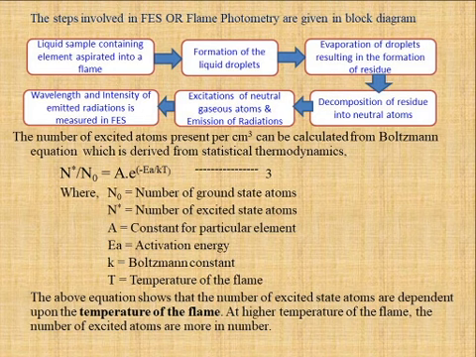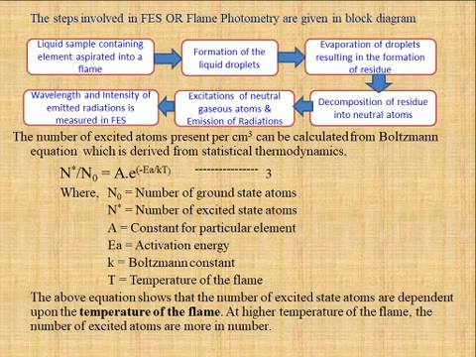After the formation of neutral gaseous atoms, those atoms absorb thermal energy from the flame, of course, and go to the excited state. The excited state atoms are very unstable. They go back to the ground state within a fraction of a second, and there is emission of radiations. The wavelength and intensity of the emitted radiations are measured here, and this is the basis of flame emission spectroscopy.